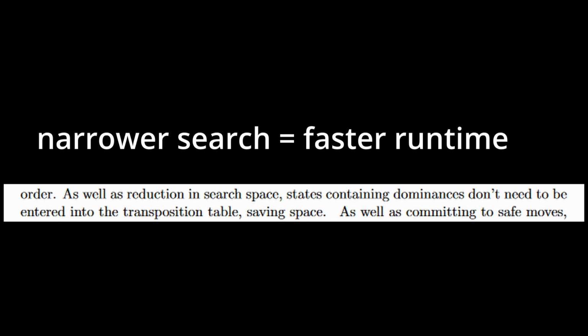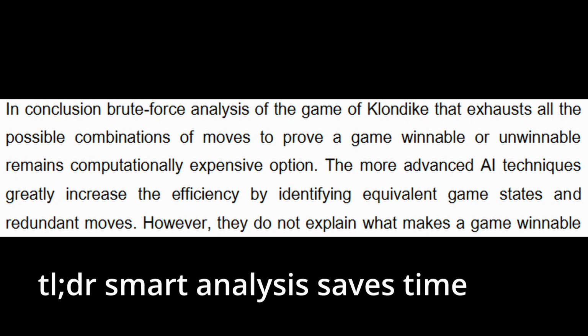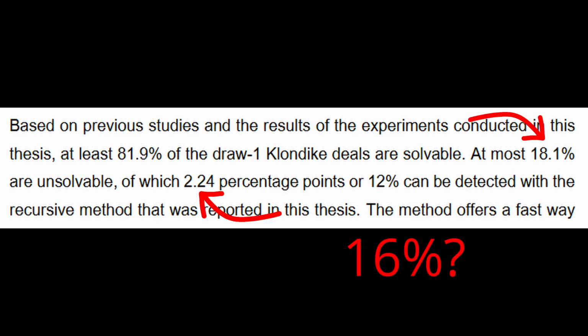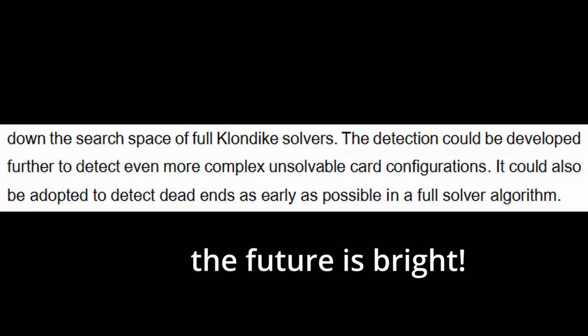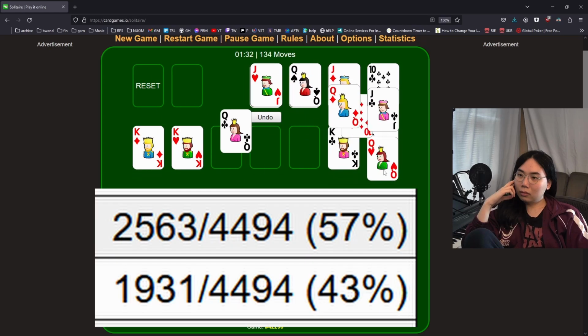Anything you can do to narrow the search space makes your program that much faster, and Miko's analysis allows a program to figure out whether or not a board is unsolvable without even playing a move. This saves you a ton of computer time that can then be spent on other boards. The catch is that this technique only catches about 2.24% of unsolved boards. Previous research estimates that around 18% of boards are unsolvable, so there's still work to be done in catching the other 16. Still, 2% of 52 factorial is billions of saved compute cycles, and future research can build on this technique to catch even more. I intend to keep up with the field of Solitaire research and hopefully raise my abysmal 57% win rate.